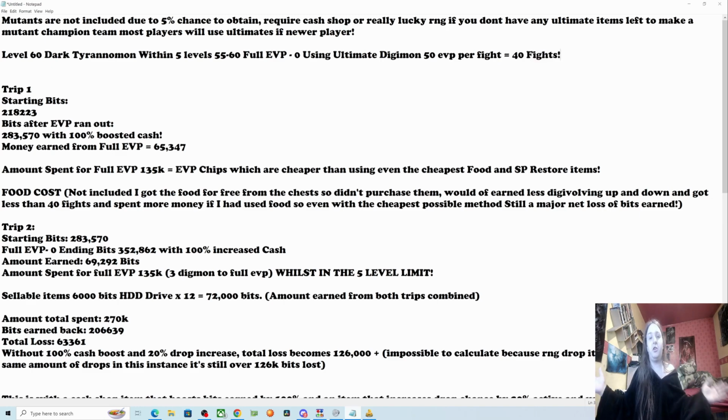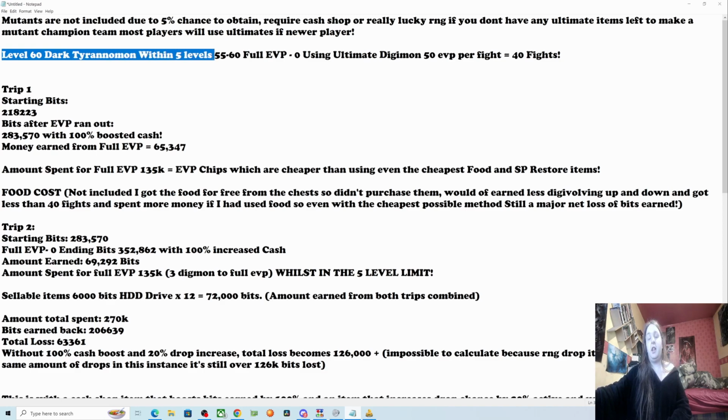So, I was trying to grind for crafting materials today, because I decided it's time for me to level my crafting. I need to do a guide on my crafting, right? So I'm fighting Dark Tyrannomon at level 60, because they drop the items that I need to get from 95 to higher in terms of the crafting level. Level 60 Dark Tyrannomon within 5 levels, so I'm getting the maximum amount of bits and drop chance. Full EVP to 0, using Ultimate Digimon, which is 50 EVP cost per fight, means 40 fights.